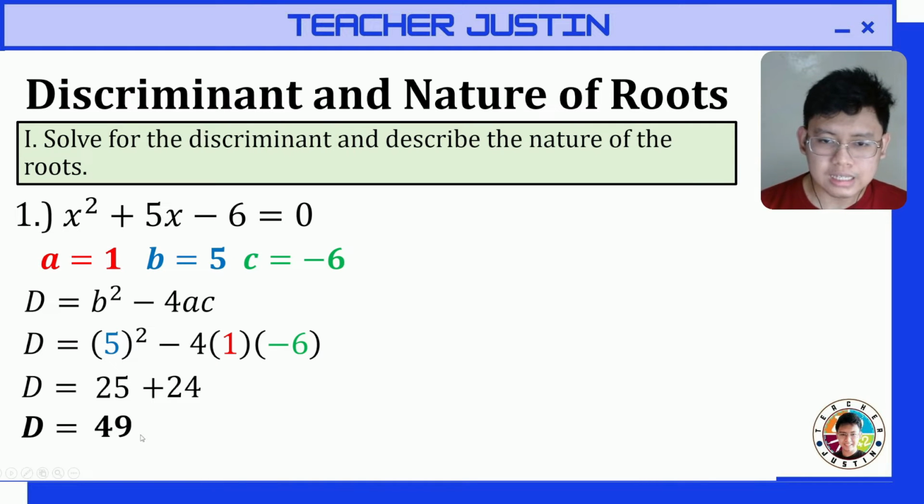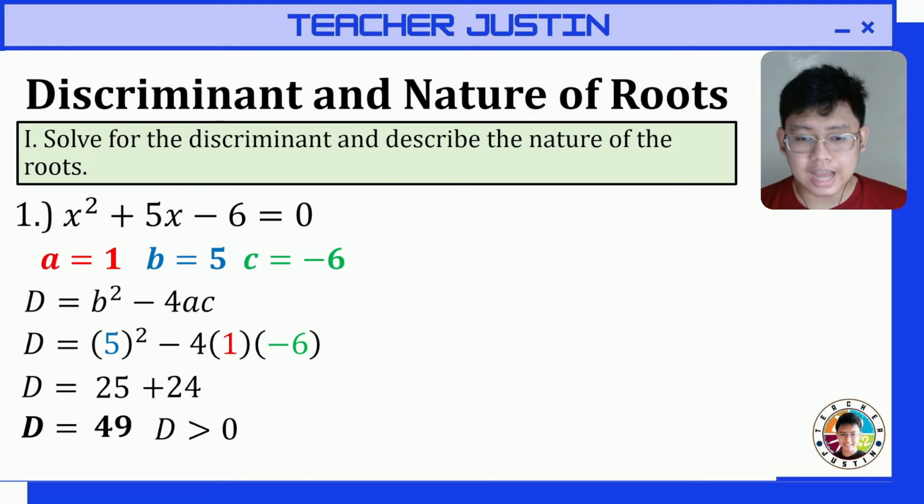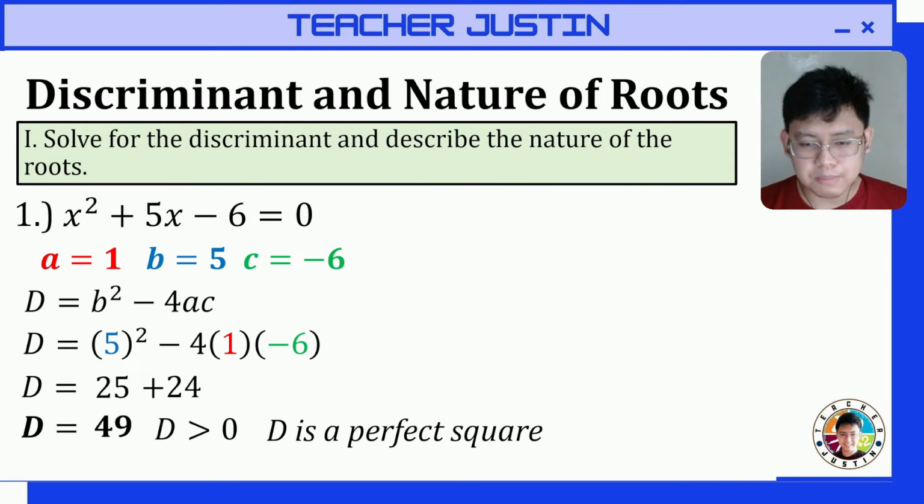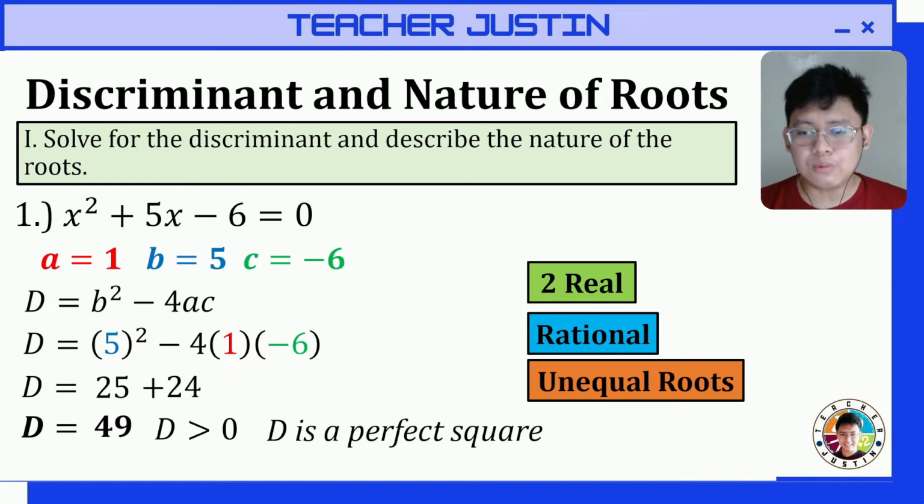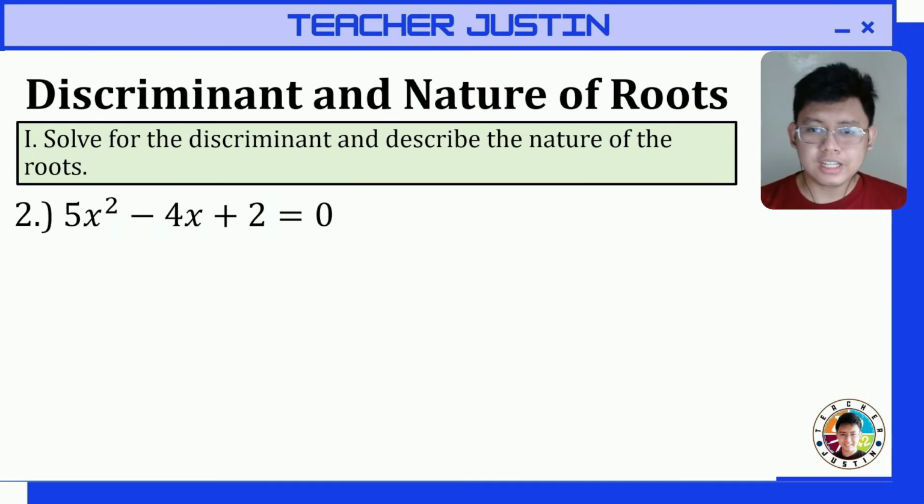Ang susunod nating step is to compare it with 0. So, ang discriminant natin is greater than 0. Now, ang susunod nating titignan is perfect square ba yung discriminant natin. So, since 49 is a perfect square number, yes, it is a perfect square number, we can now say that yung nature ng roots natin will be two real, rational, unequal roots. And that's it! Ta-da!